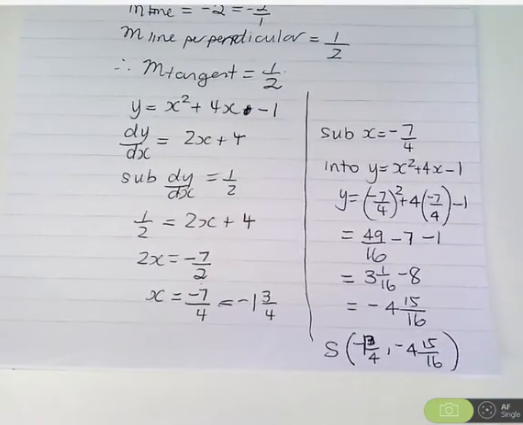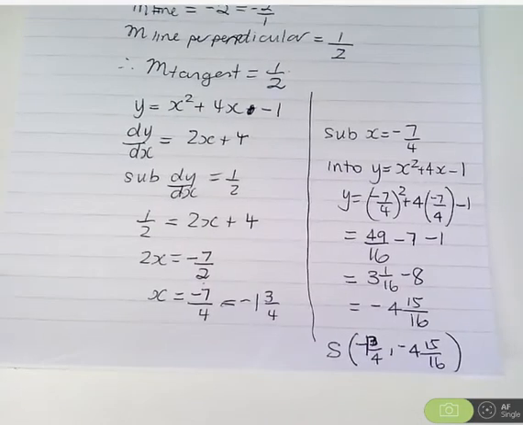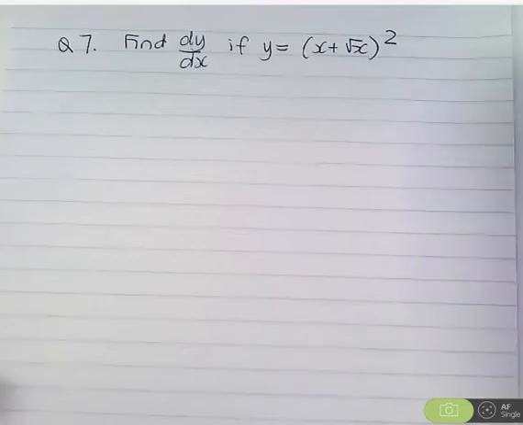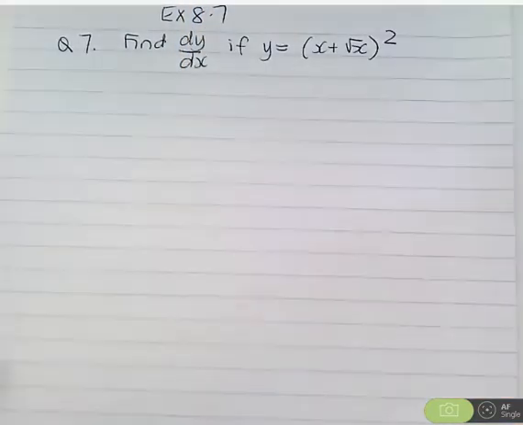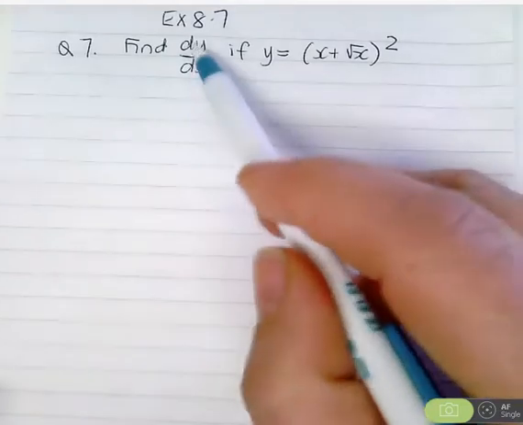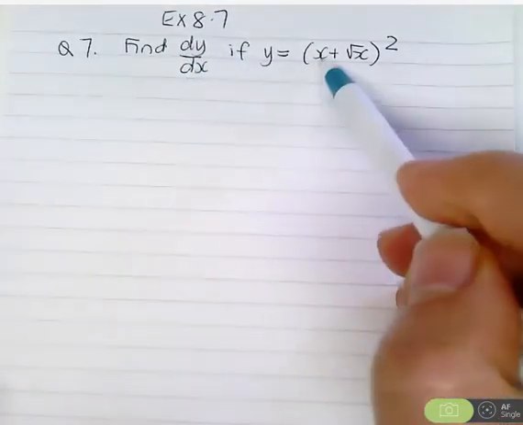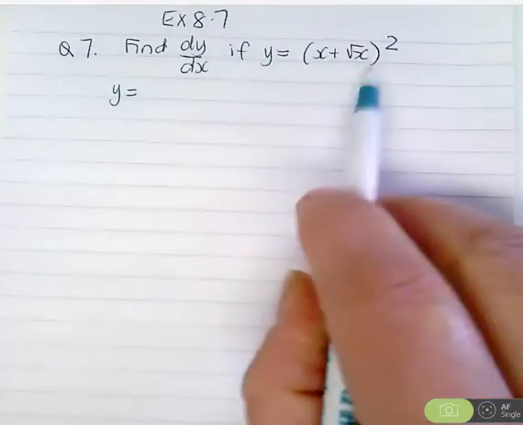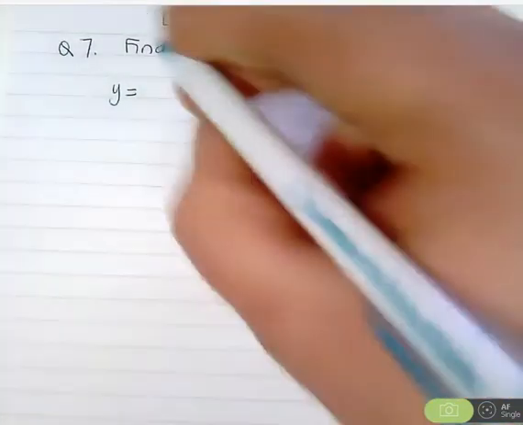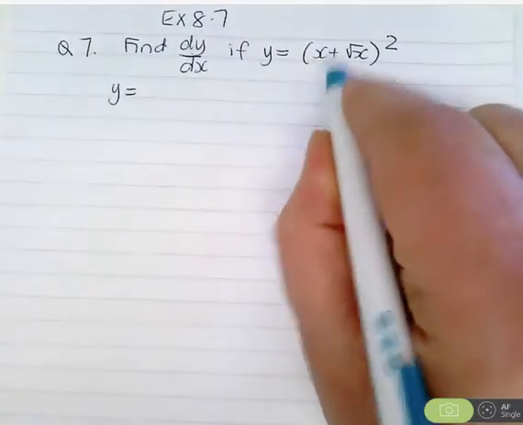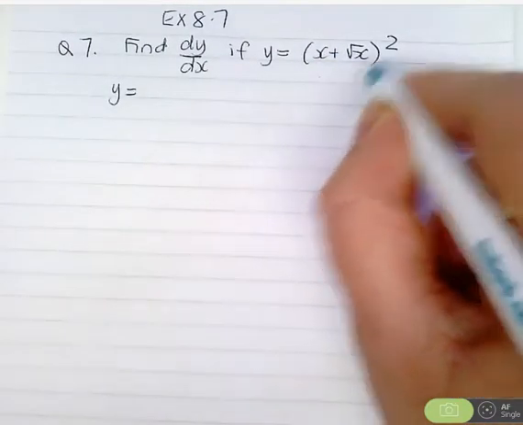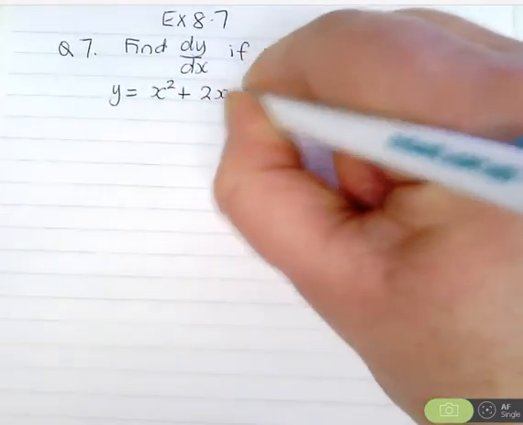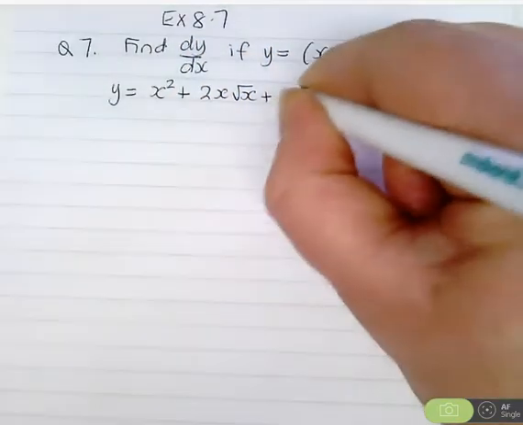Okay, that's the examples for exercise 8.6. I'm just going to do some examples from exercise 8.7 now, some further examples here. The first question is to find dy dx if y equals x plus root x, all squared. Before you do this question, you would simplify the way that this looks, so you would expand it. Remembering when you're expanding that, this is of the format a plus b all squared, so you get a squared plus 2 times a times b plus b squared.